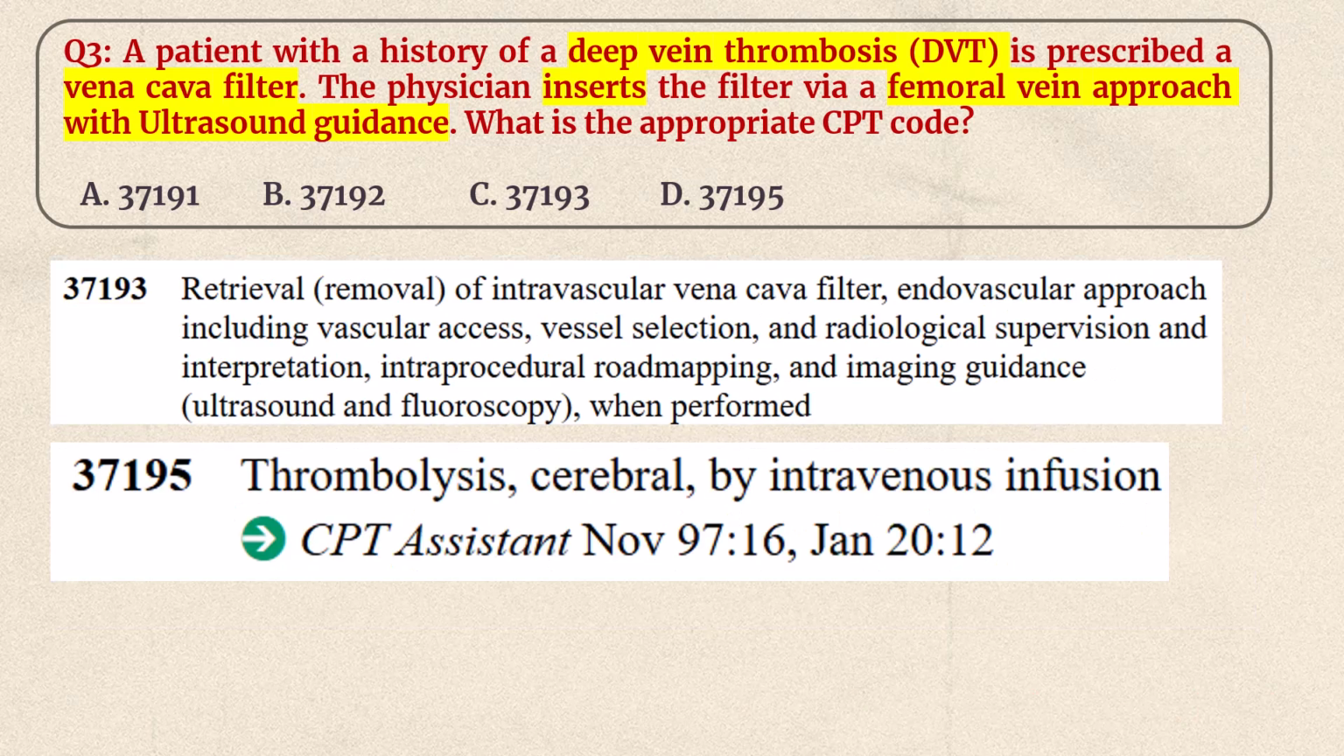If you check the other answers, 37193 says about a retrieval, that is removal of the intravascular Vena Cava filter. So that is not suitable. 37195 is thrombolysis, cerebral by intravenous infusion. So that is not relevant to this case. So again, the answer is 37191.